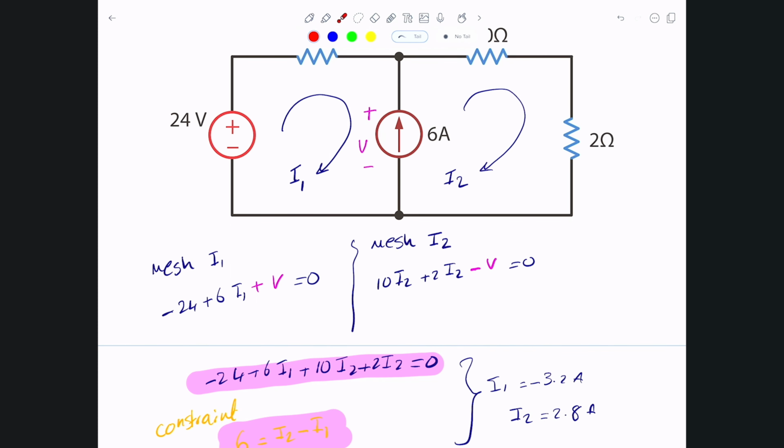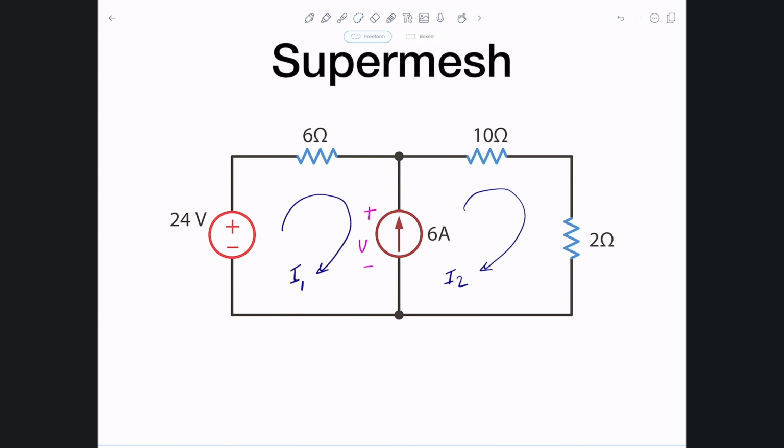Okay, so I shifted things a little bit, and what I'm going to do is write what we call a super mesh. So what is a super mesh?